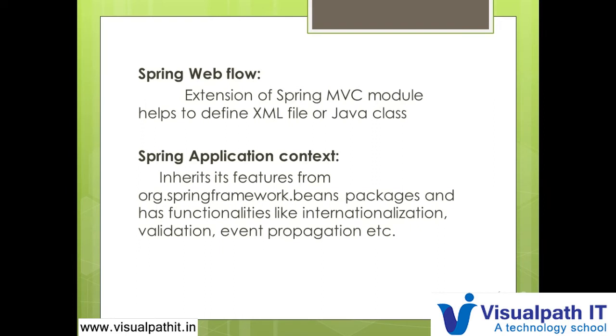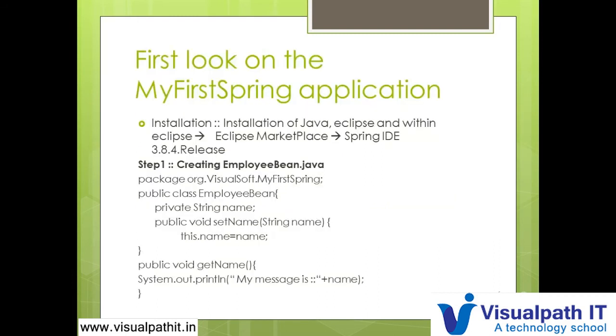Then comes the application context. As we already talked about, application context mainly inherits all its features from the org.springframework.beans package, and it mainly supports functionalities like internationalization, validation, event propagation, as well as message functionality, that is message flow handling operations.